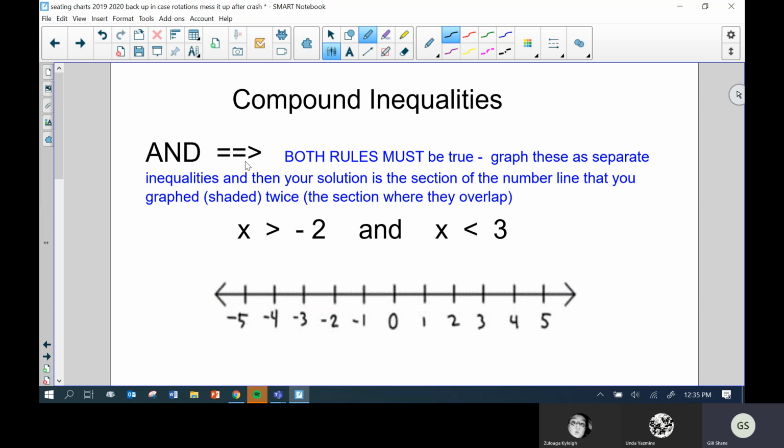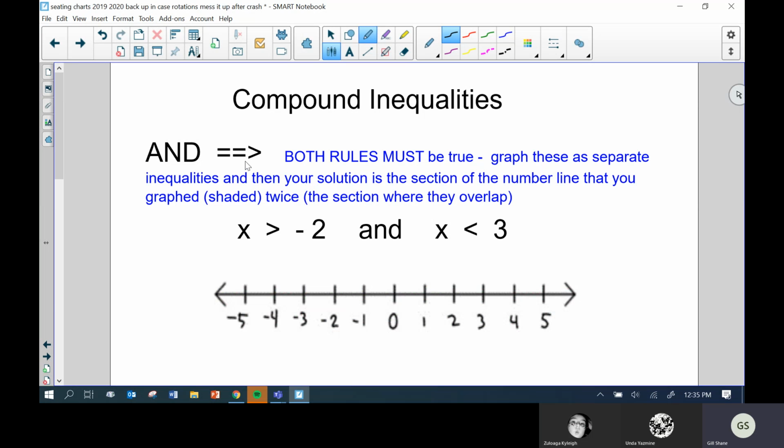Both rules must be true, meaning each inequality is thought of as a rule. Like you have to be greater than -2, and you have to be less than 3. So here's how you're going to do the graphing for all ands, not just this one.